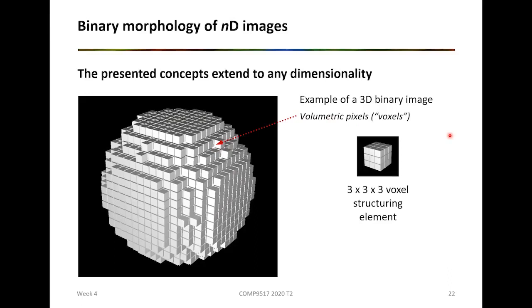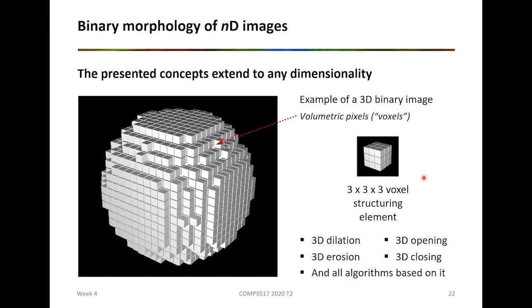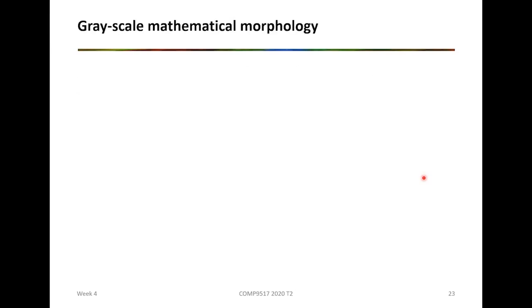Structuring elements, you can extend them to 3D. The original 2x2, in the case of 2 dimensions, could become 3x3x3. And you could do 3D dilation, 3D erosion, opening, closing. And all the algorithms I just explained, you can also do in 3D and in 4D, 5D, if you would have an application where this is useful. That's what I wanted to tell you about binary mathematical morphology.